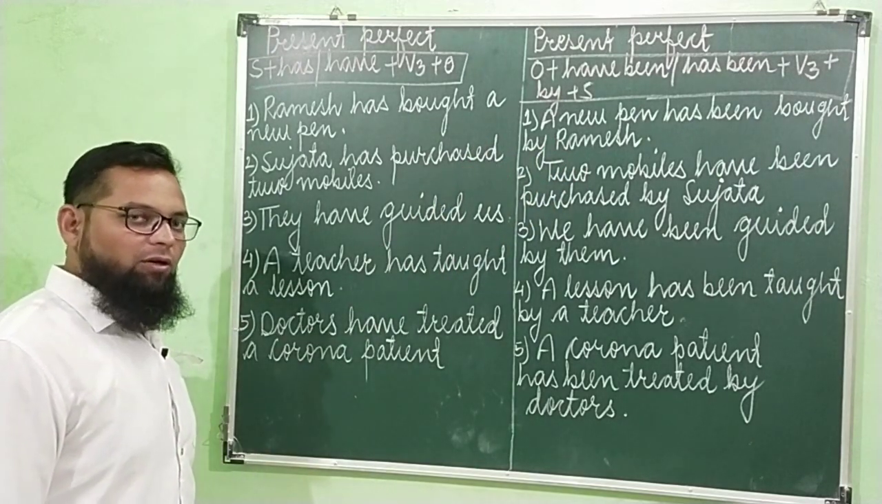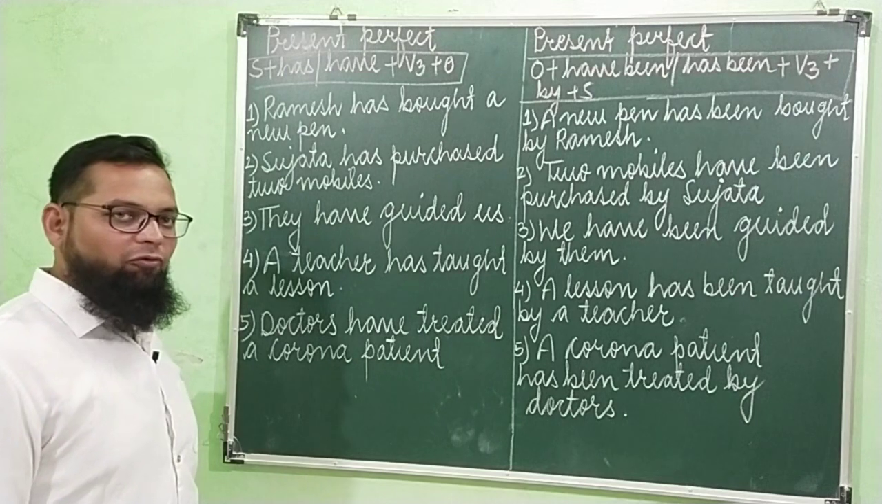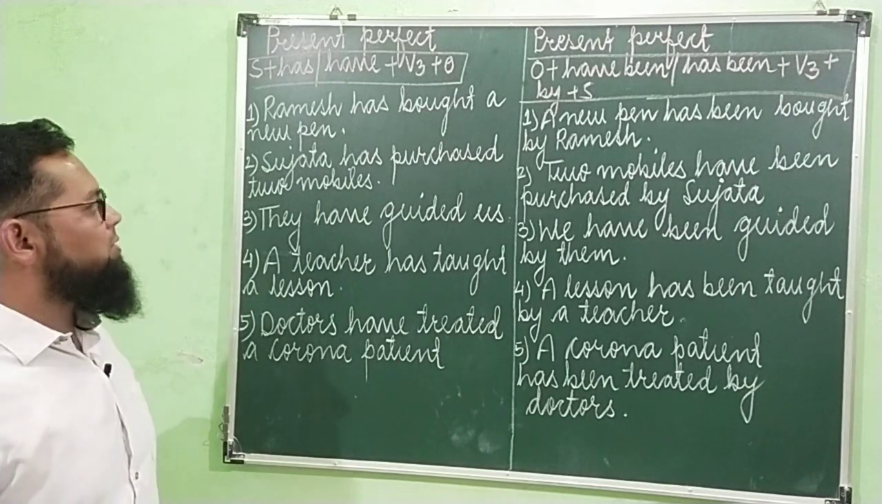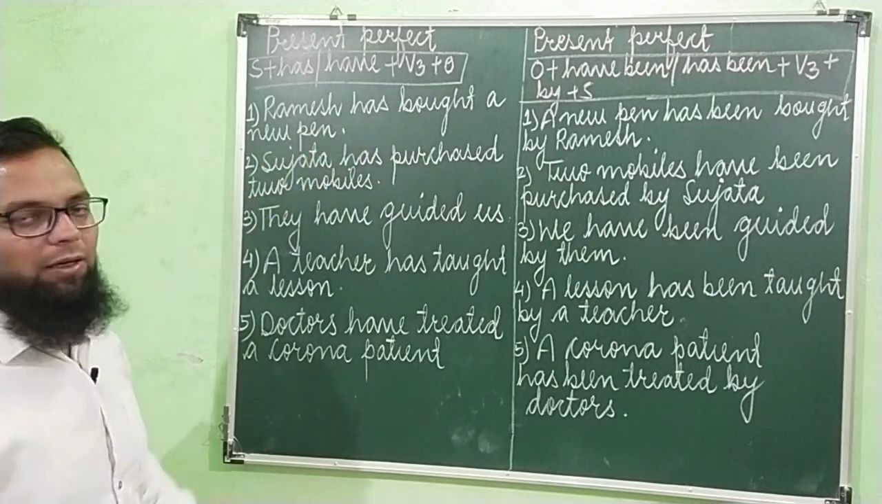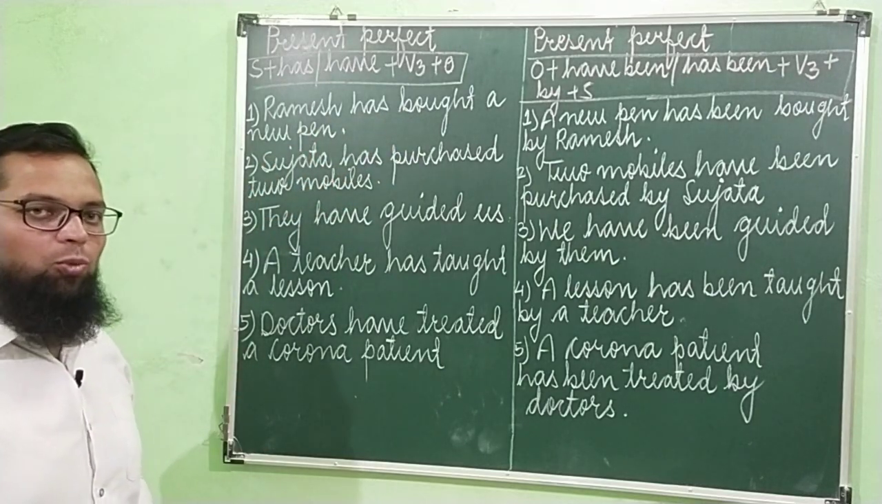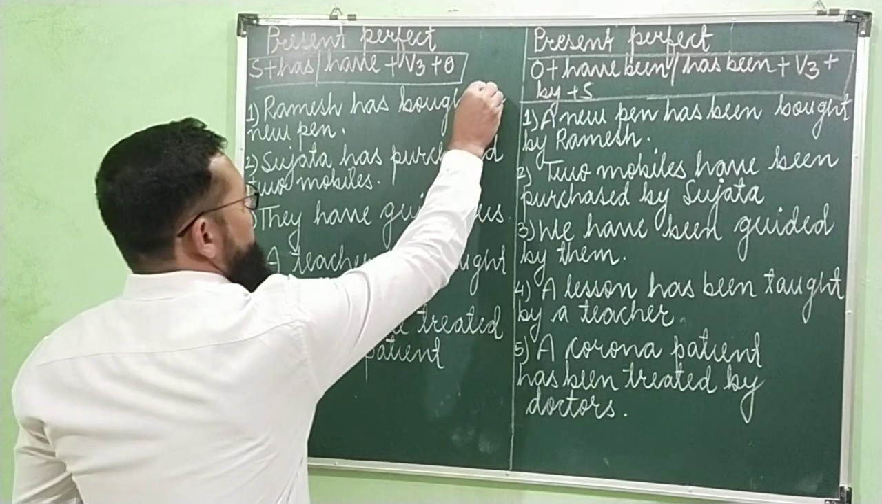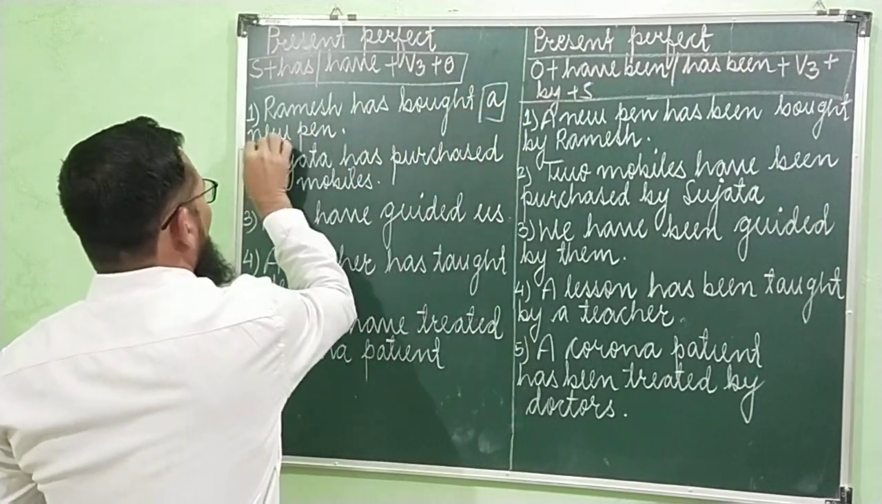Let's have a look at the examples of present perfect tense active voice. First example, Ramesh has bought a new pen. So in the first sentence, what is the object? The object is a new pen.